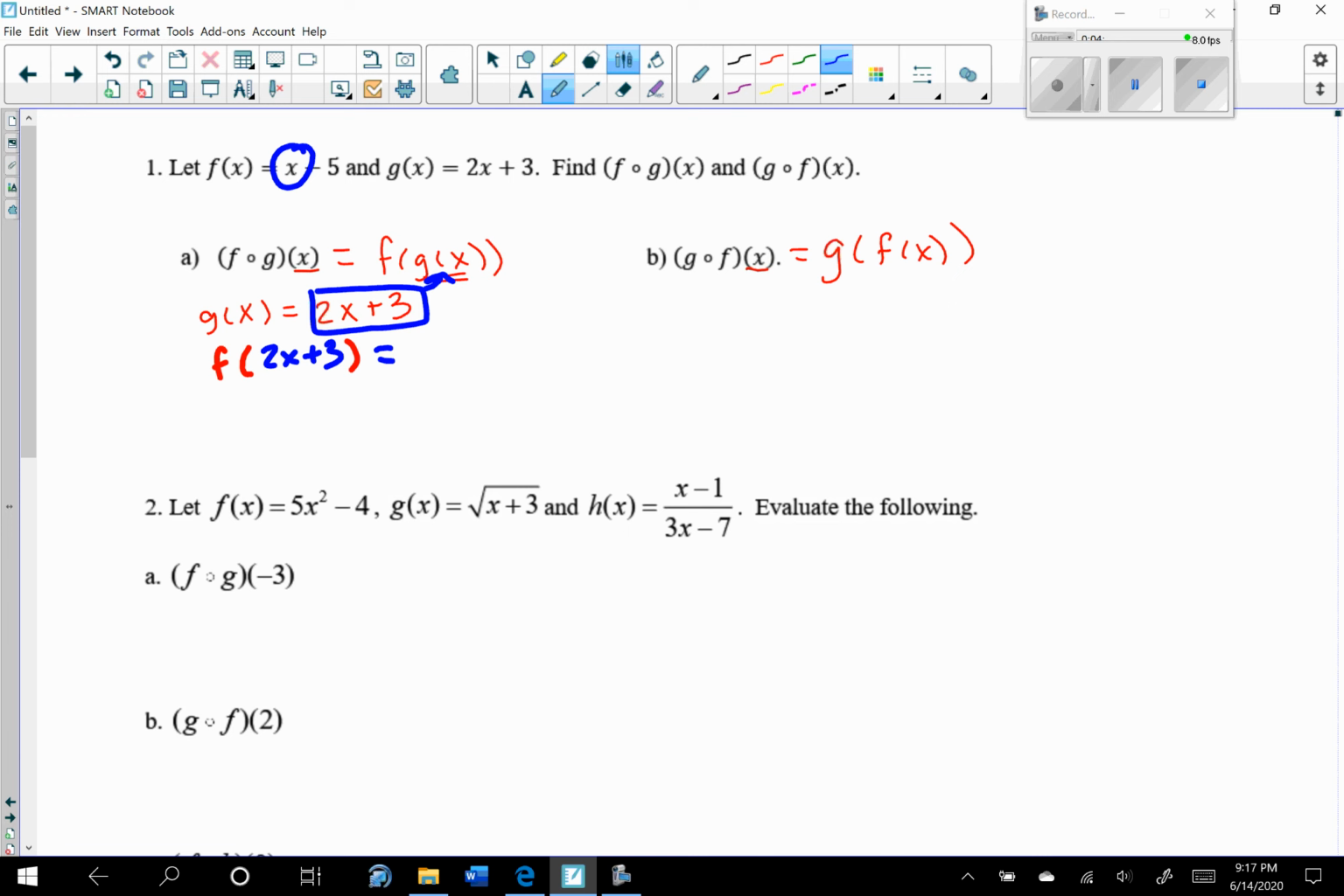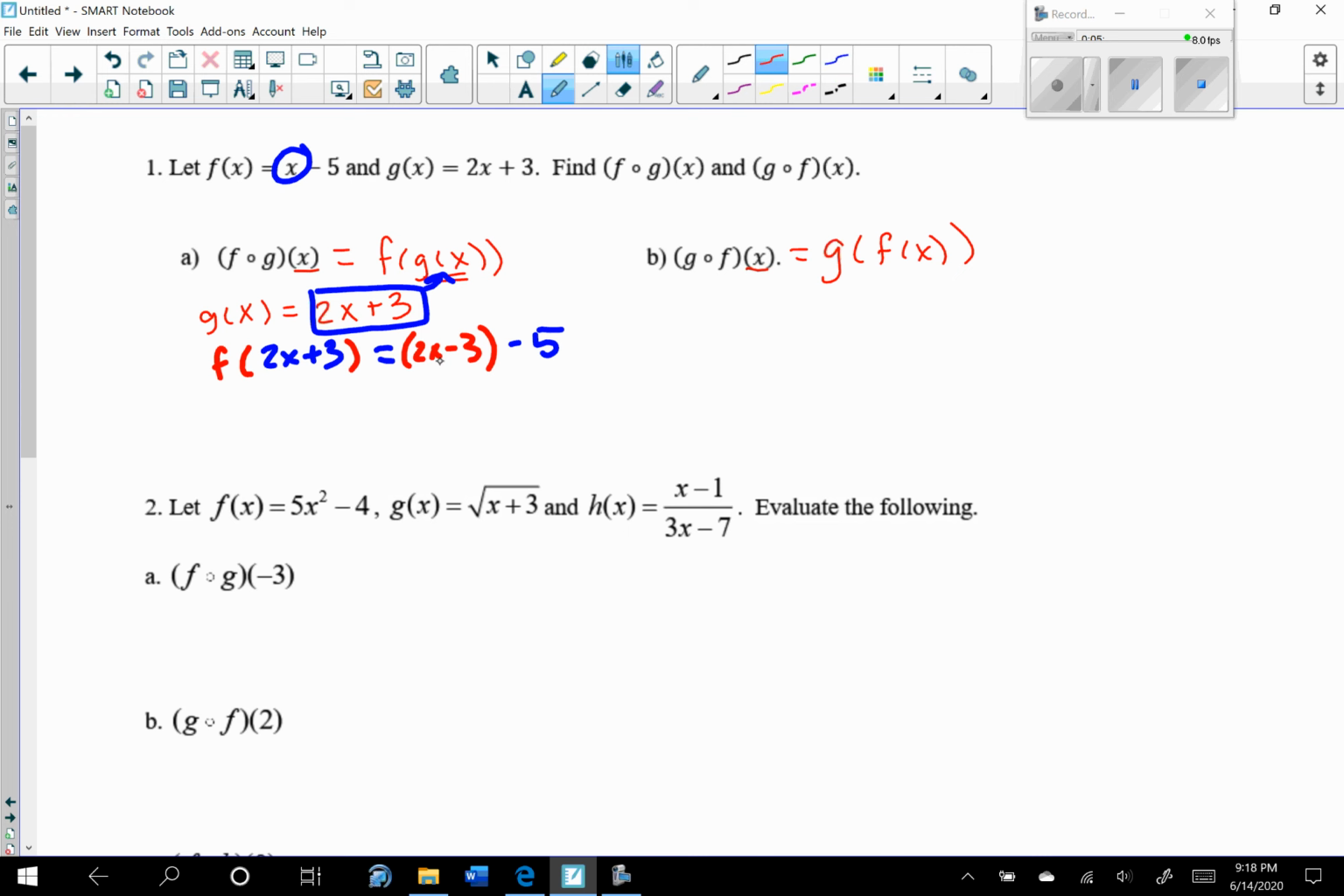So we have x minus 5. So we're taking out that entire x and we're plugging in 2x minus 3. I didn't leave myself enough room there. And then minus the 5. So again, notice we took out this x and replaced it with the g of x function.